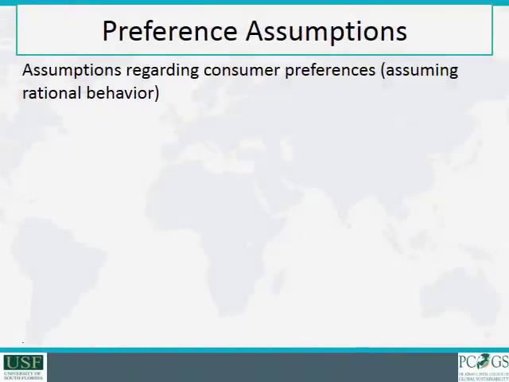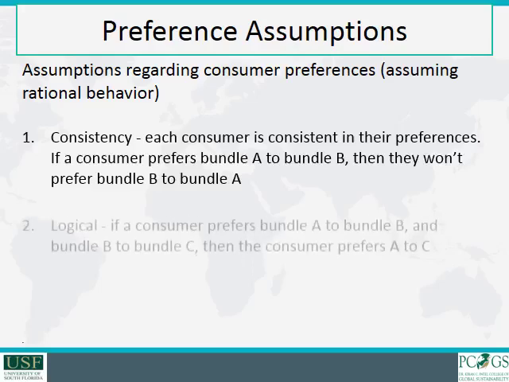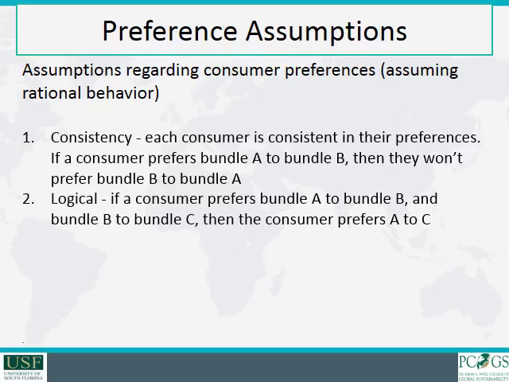Regarding preference assumptions, and assuming rational behavior, there are four assumptions that can be made regarding consumer preferences. The first assumption is that each consumer is consistent in their preferences. Therefore, if a consumer prefers bundle A to bundle B, then he or she will not also prefer bundle B to bundle A. The second assumption is that consumer preferences are logical. If a consumer prefers bundle A to bundle B and prefers bundle B to bundle C, then that consumer will logically also prefer bundle A to bundle C.